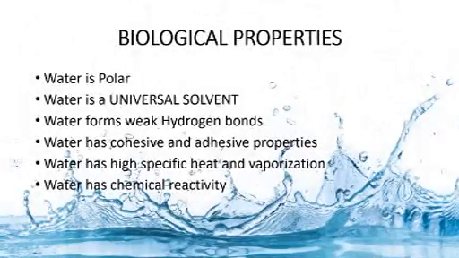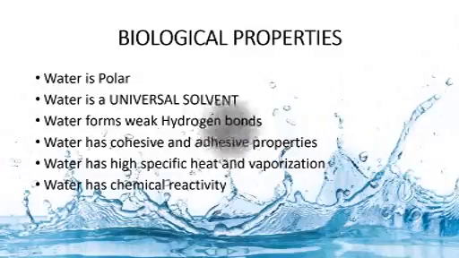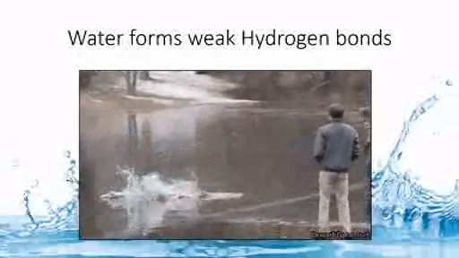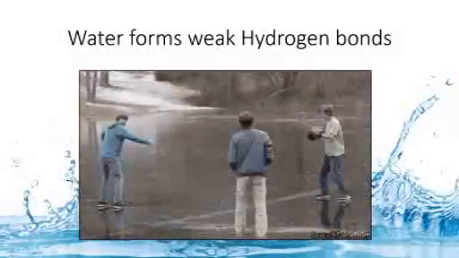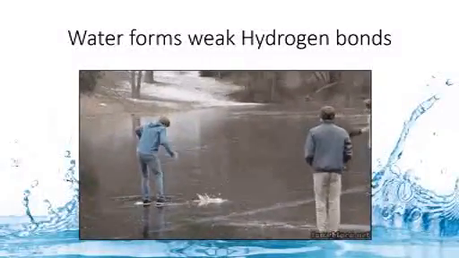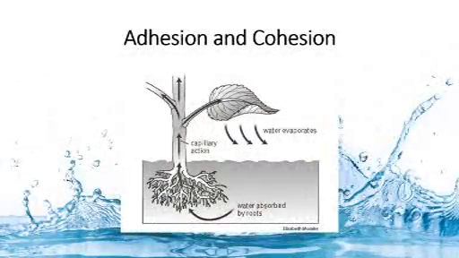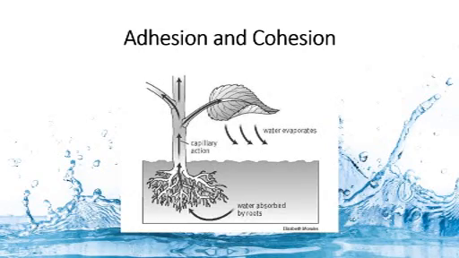Heading to biological properties, water is polar and is known as the universal solvent. When water freezes, it expands. In solid state, H2O molecules form a crystal lattice. Water has adhesive and cohesive properties. This is what allows plants to gather water from the soil all the way to the leaf.